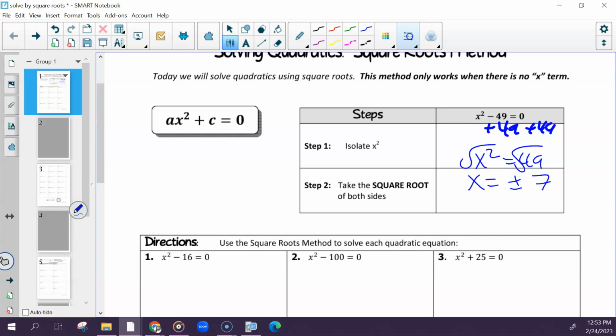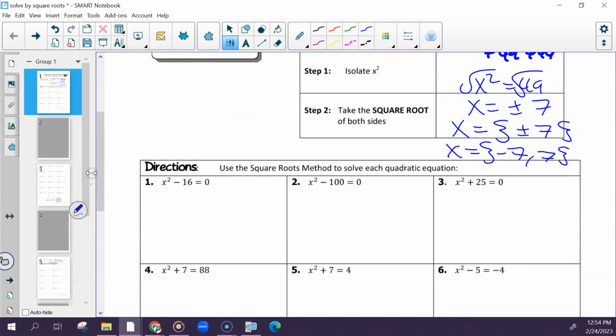But then we have to write it a specific way in set notation. So you can write that one of two ways. In curly brackets, plus or minus 7. Or separated, negative 7, 7. If you separate it, the lowest always has to go first. It's least to greatest. Questions about this process so far?